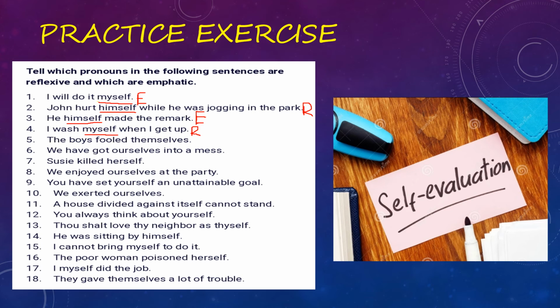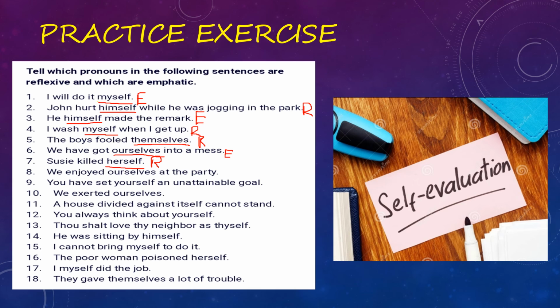Number 5, the boys fooled themselves. If we hide the word themselves, the boys fooled. Fooled whom, right? So it is a reflexive pronoun. Number 6, we have got ourselves into a mess. If we hide it, we have got into a mess, the sentence is clear. So it will be an emphasizing pronoun. Next, Shushi killed herself. If we hide the word herself, Shushi killed what or whom? So it is a reflexive pronoun.